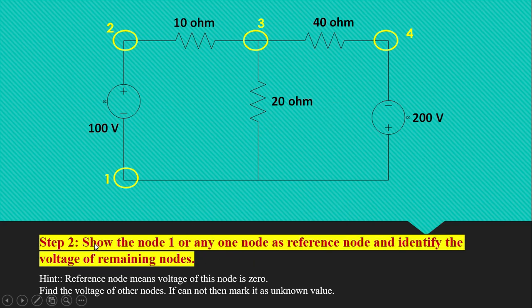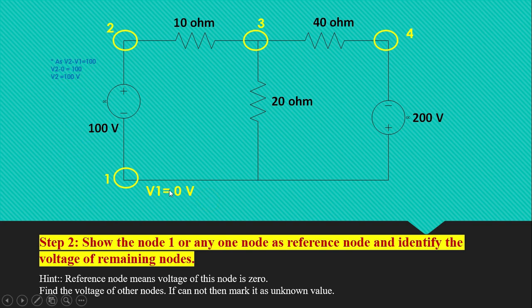Now in the second step, out of these nodes, we will take any one node as a reference node. The meaning of reference node is that we will consider the voltage of that node as equal to 0 volt. I'm considering node 1 as the reference node. However, node 2, node 3, or node 4, any node can be taken as the reference node.